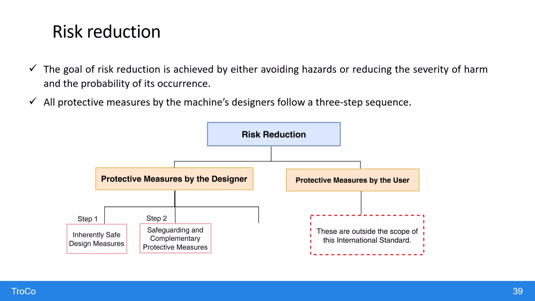This step introduces safeguards and complementary protective measures to further mitigate risks during machine operation. Third, information for use. This step involves providing comprehensive information for use, ensuring that operators are well informed about potential risks and proper usage. We'll now look at each step in more detail.